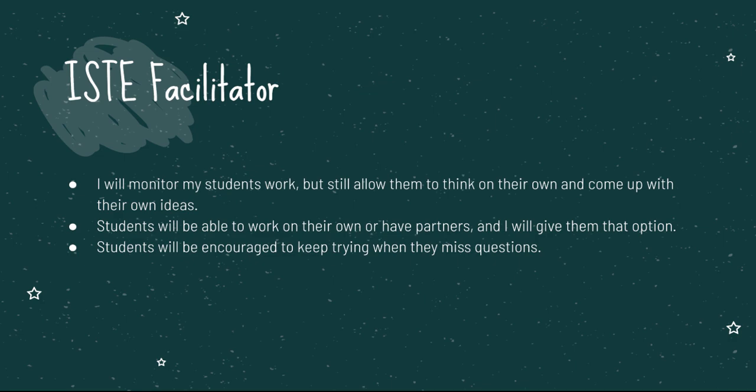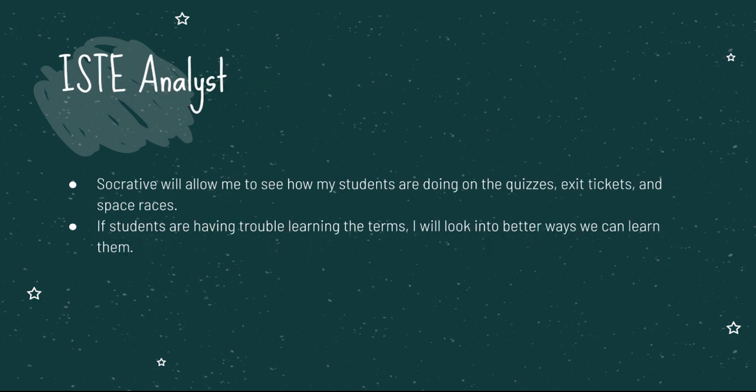Students will be able to work on their own or have partners, and I will give them that option. Some students don't want a partner, and some students do. If you work better with another person, or if you don't, you should have the option. For some people it works, some people it doesn't. Students will be encouraged to keep trying when they miss questions. That's another thing, like, we're not going to move forward until you get this. Come on, you got this. So I think that is super important.